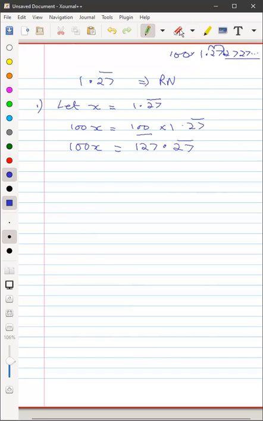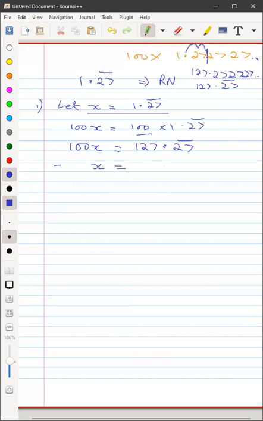Okay. What happened here? Now again, see. 1.27 bar is nothing but 1.272727. When I multiply this with 100, the decimal shifts 2 places, so it will come here. So what will I get? 127.272727 dot dot dot, which is nothing but 127.27 bar. Okay. Then third step: I subtract the first one from the second one.